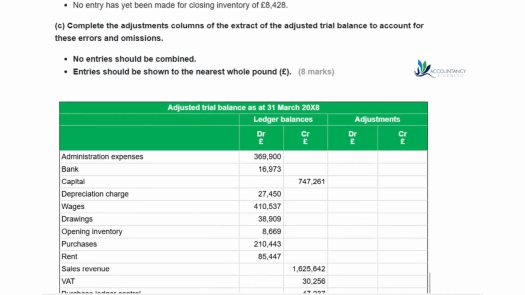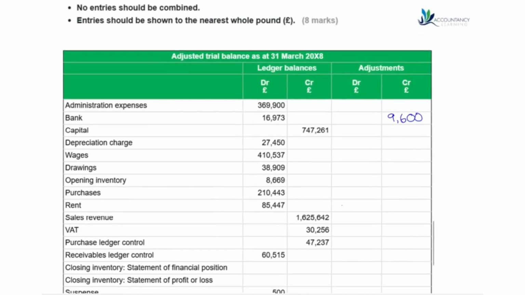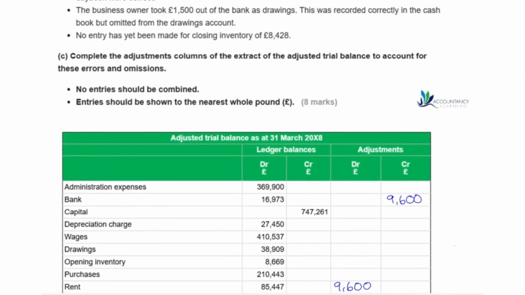So to fill that in, our double entry in the bank will be 9,600 credit for the bank, and rent will be 9,600 debit. So that is a balancing journal, so the suspense account hasn't been touched.